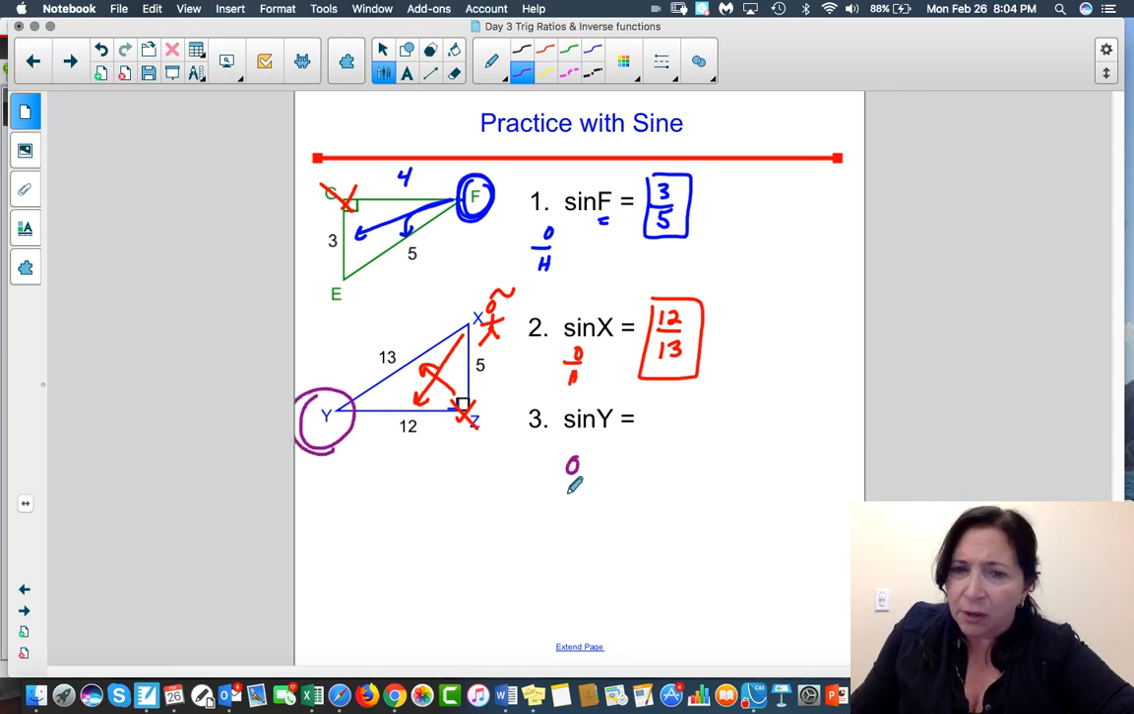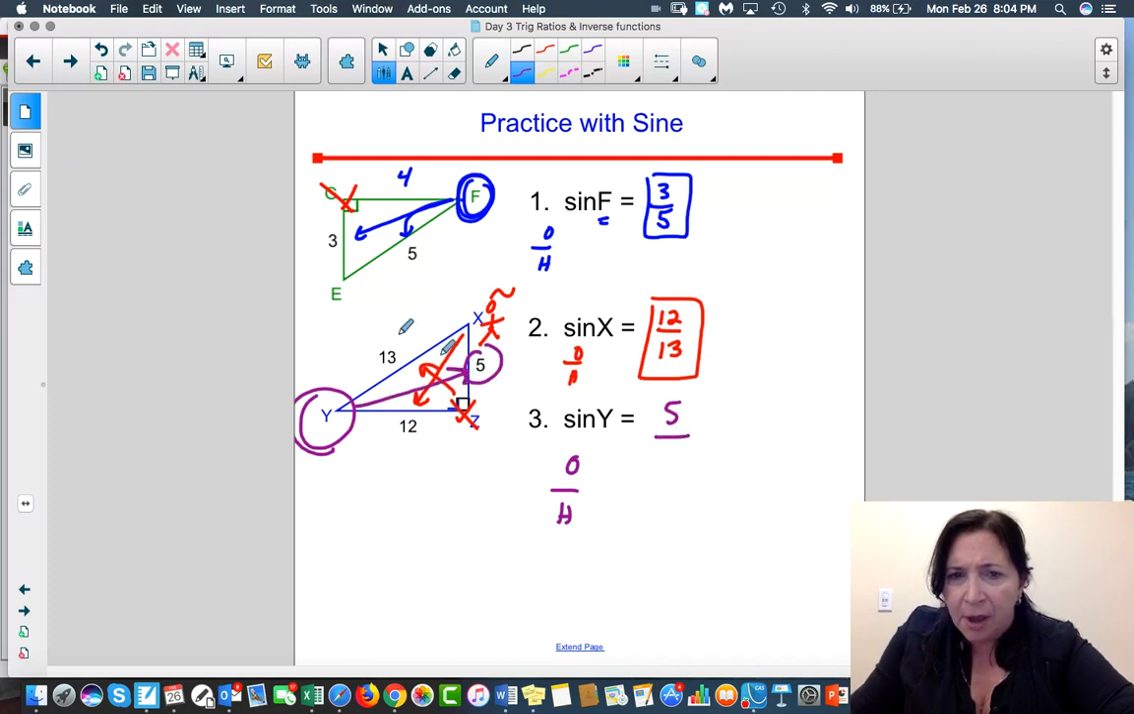Sine is still opposite over hypotenuse. So you put yourself at y and you say, okay, the opposite is going to be 5. So the opposite side is 5, and my hypotenuse is 13. So that's 5 over 13.